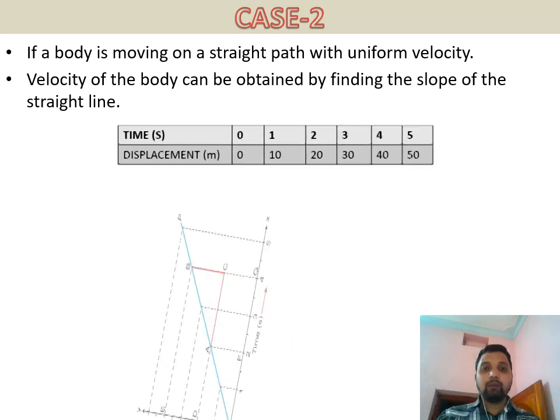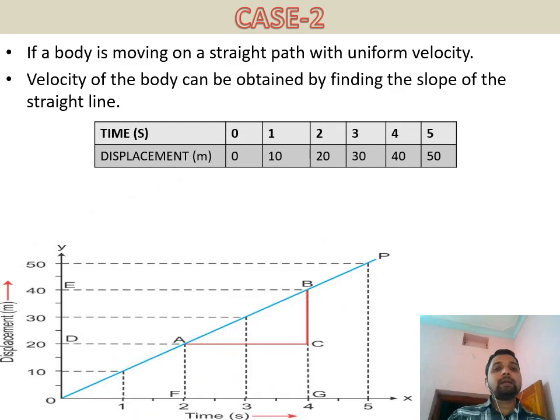So here let us take one data. At 0 second, displacement of the body is 0. At 1 second 10, at 2 seconds 20, 3 seconds 30, 4 seconds 40 and 5 seconds 50. So that's what we have represented in a graph, with time in the x-axis and displacement in the y-axis.